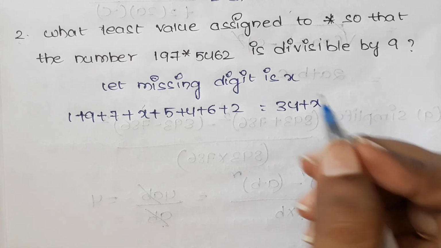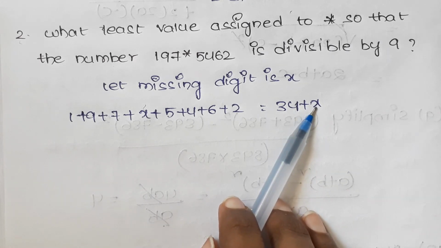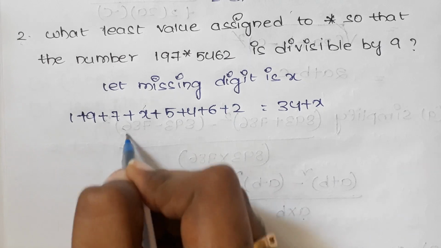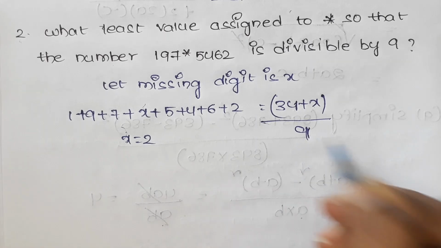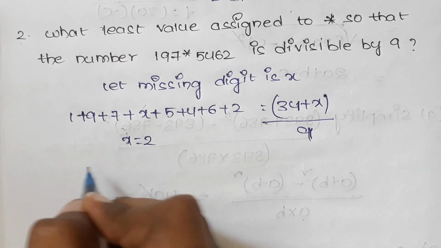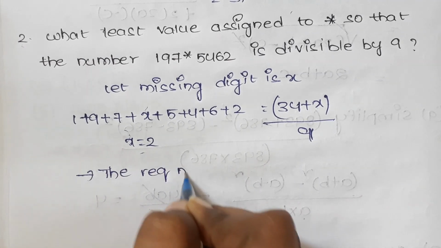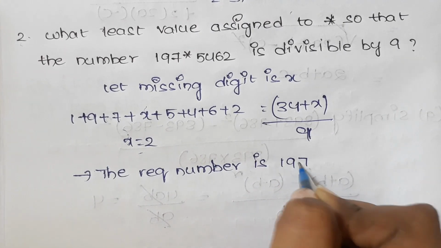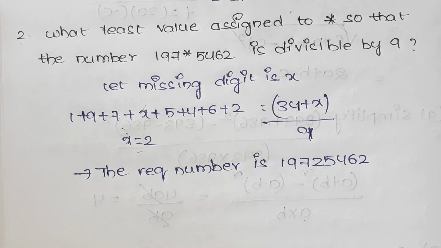And here for 34 plus x to be divisible by 9, x should be replaced by 2. Here we know that 9 fours are 36. Here we have 34. So we should keep x as 2. Then only this 34 plus x will be divisible by 9. So x value is 2. X is 2, nothing but the required number is 1972546 and this is the required number.